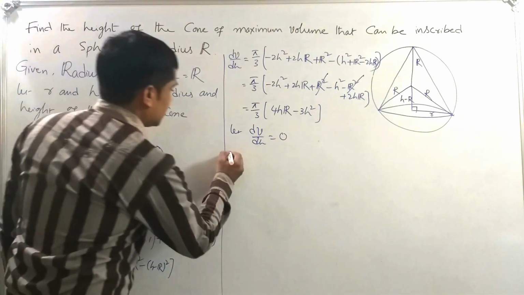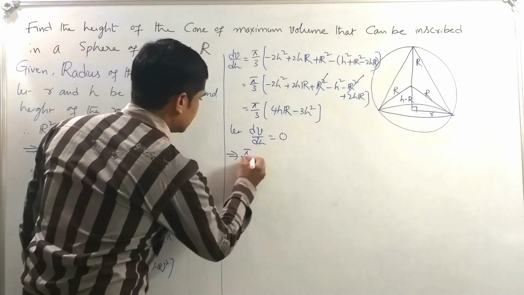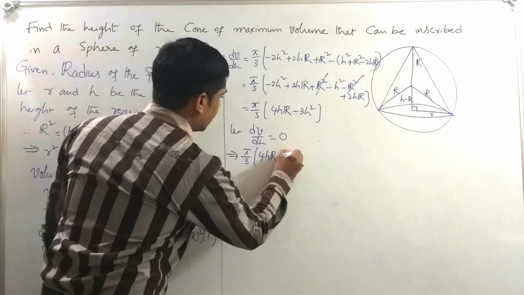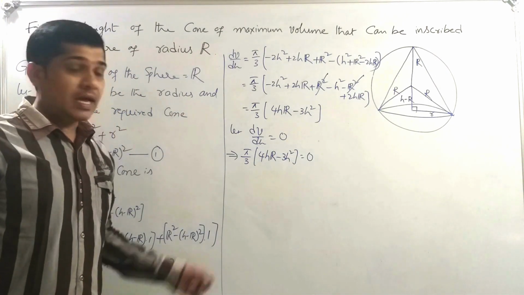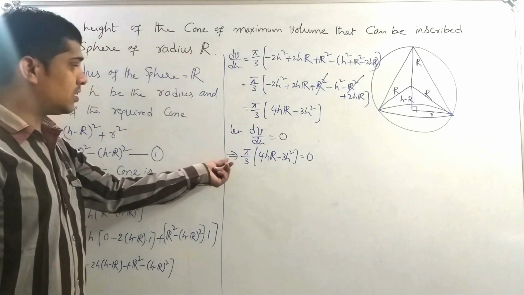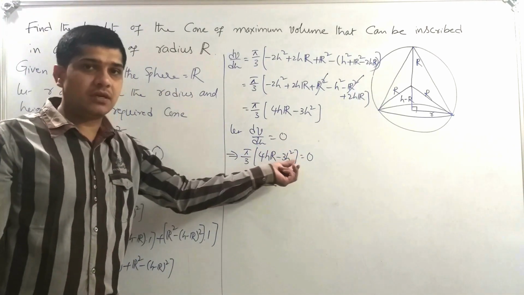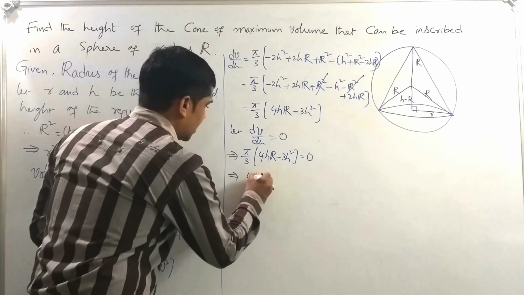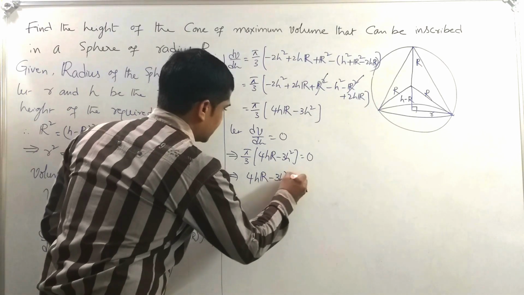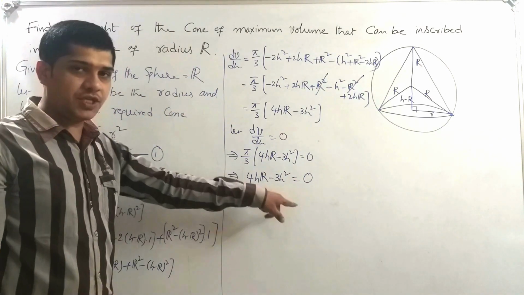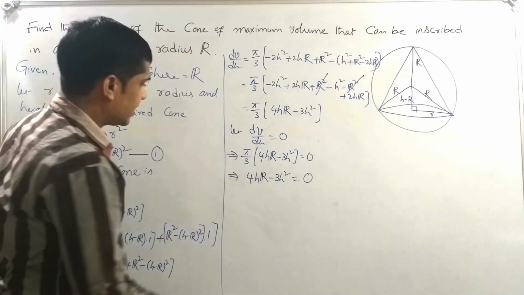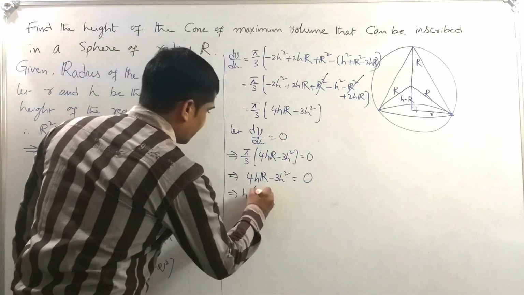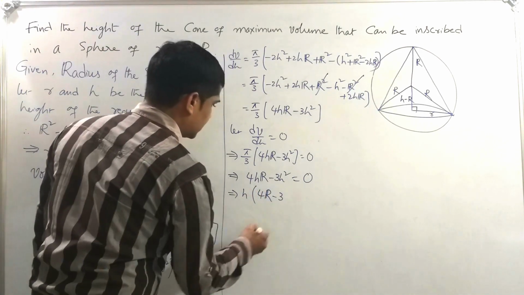So from this we will get pi by 3 times 4hr minus 3h square is equal to 0. Let me send constant to right hand side. Then multiplication becomes division, and with 0 division is 0. So this implies 4hr minus 3h square is equal to 0, because 0 by anything is 0. Okay, from this let me take h common. If I take h common, you will get h times 4 capital R minus 3h.